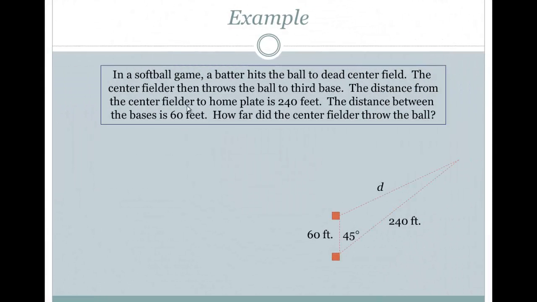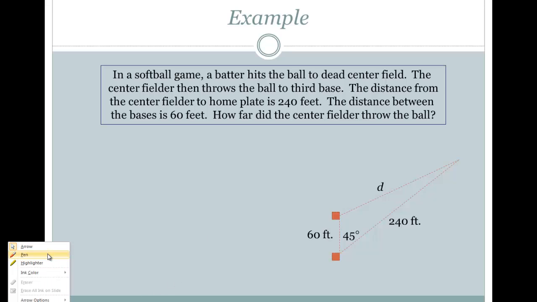Let's look at this first word problem. In a softball game, a batter hits the ball to dead center field. The center fielder throws the ball to third base. The distance from center field to home plate is 240 feet, and the distance between the bases is 60. How far did the center fielder throw the ball?